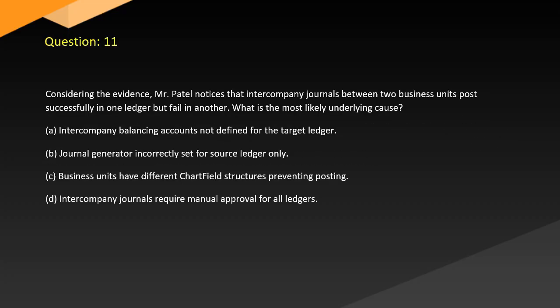Question 11. Considering the evidence, Mr. Patel notices that intercompany journals between two business units post successfully in one ledger but fail in another. What is the most likely underlying cause? A. Intercompany balancing accounts not defined for the target ledger. B. Journal generator incorrectly set for source ledger only. C. Business units have different chart field structures preventing posting. D. Intercompany journals require manual approval for all ledgers.